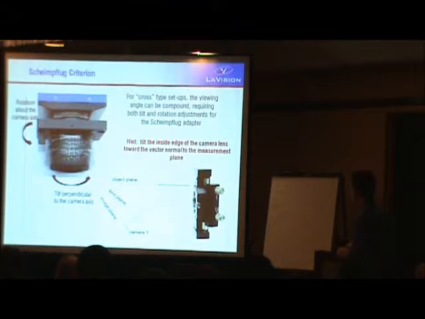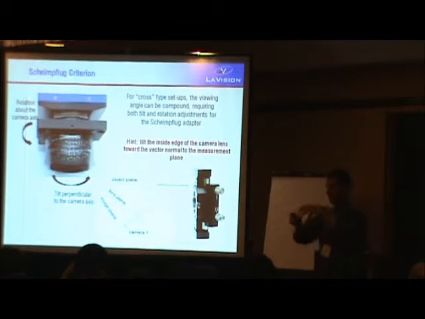Now this particular mount that's shown out here, this is rigid enough where we can mount the Scheimpflug mount to your structure, and then you can mount your lens and the camera to that mount, and then the lens and the camera body can be independently rotated so you can overlap the CCD arrays.